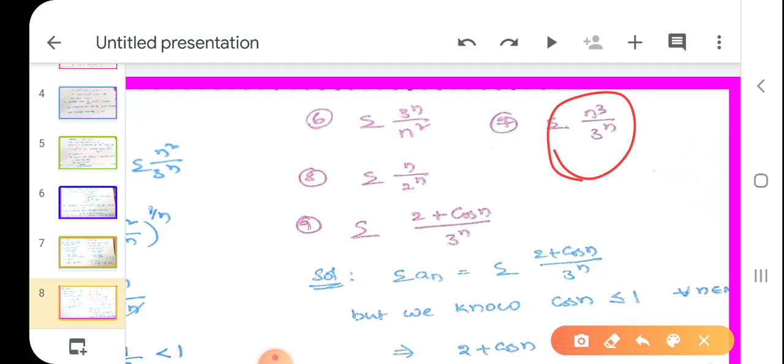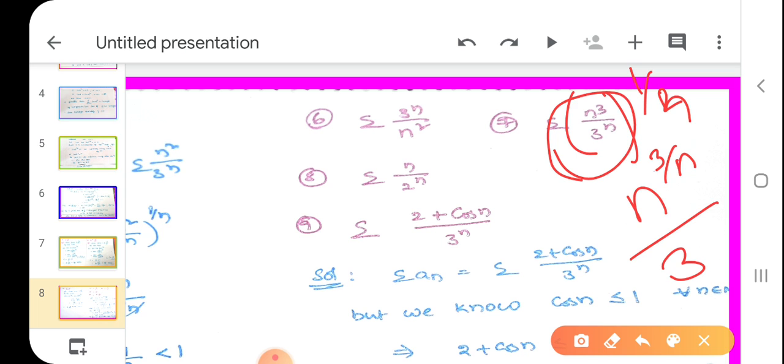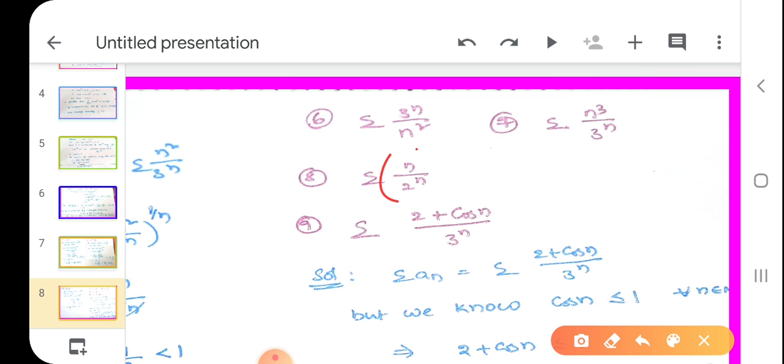Similarly here, n^3 by 3^n, whole power 1/n. We get n^(3/n) by 3. First I put n as infinity in the power, so the numerator is 1 and the denominator is 3, so 1/3, less than 1, so it is a convergent series. Next, whole power 1/n: n^(1/n) means 1, (2^n) whole power n means 2, less than 1, so it is also convergent. So this one is divergent, this is convergent, this is also convergent.